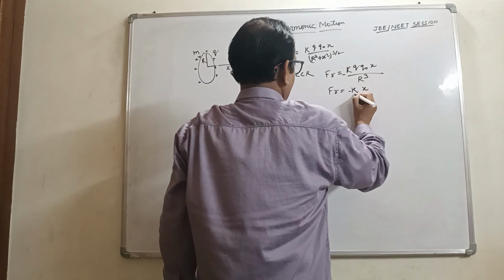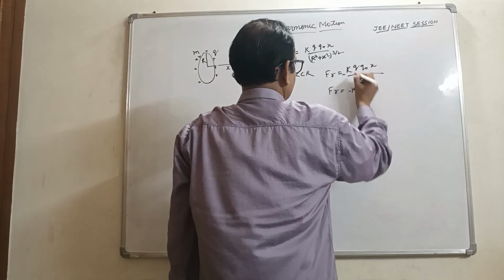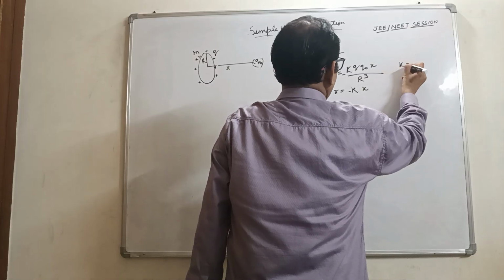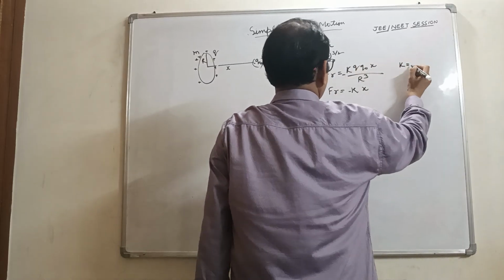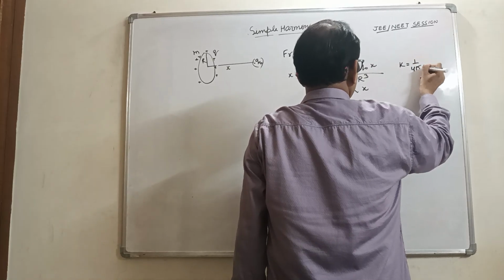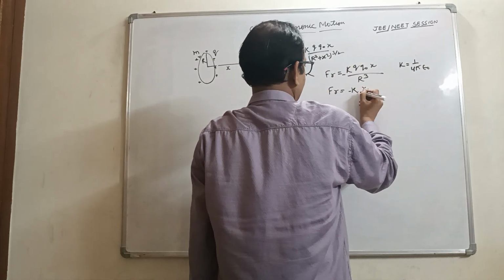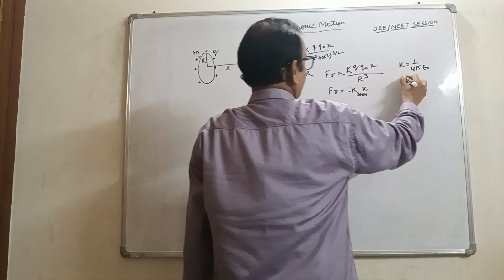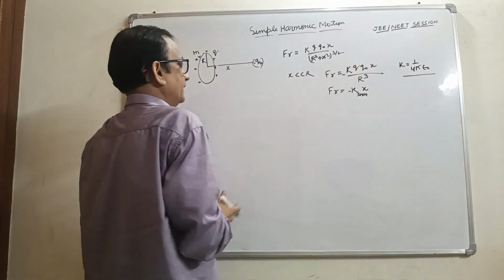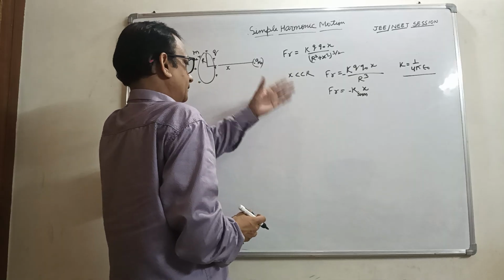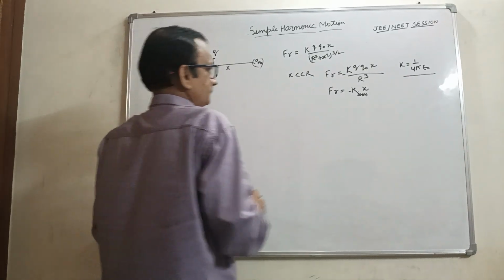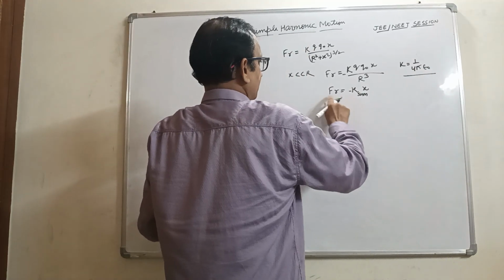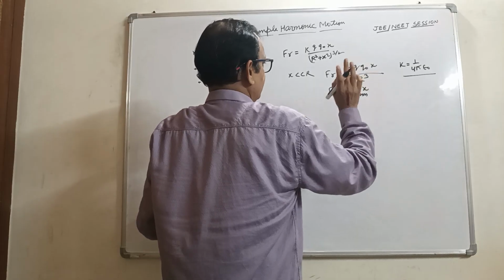So this is an SHM constant. This is the value of k, 1 upon 4 pi epsilon naught. This is different from a spring constant. This is the SHM constant, k SHM. This k is for 1 upon 4 pi epsilon naught, the electrostatic constant, where epsilon naught is permittivity. So this is Fr is equal to k SHM into x.